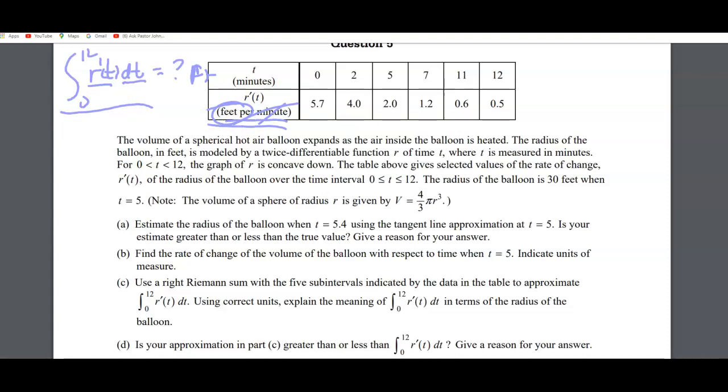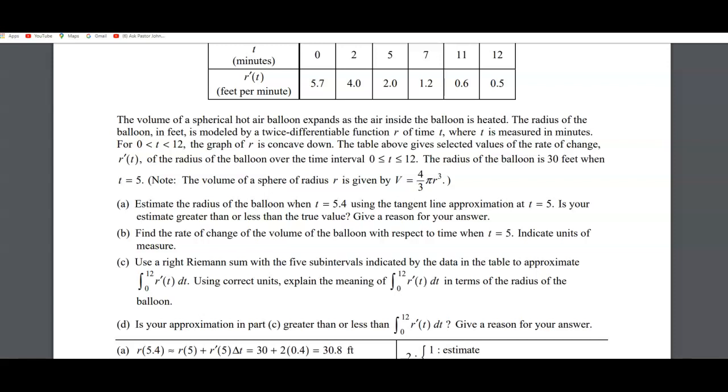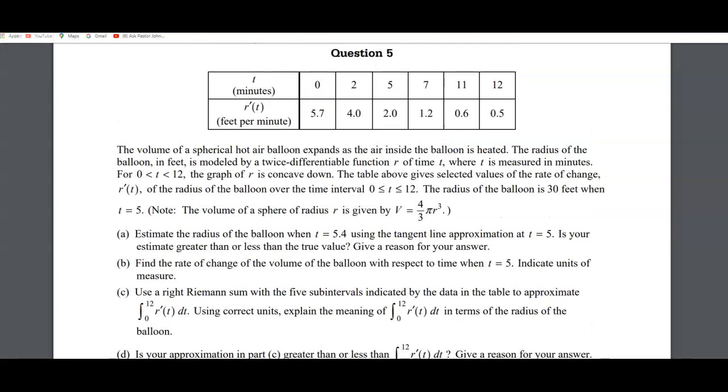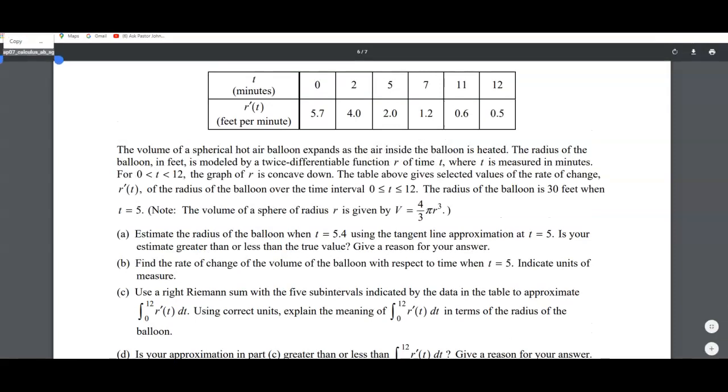Now we'll talk more about that later, and hopefully it'll help you make a little more sense of it. It's not too bad, and it connects nicely to something we've already learned. So I feel like it's worth talking about. All right, let's take a look at the next part here. Part D says, is your approximation in part C greater than or less than the actual value, and give a reason for your answer. What they're asking is, is this an overestimate or an underestimate? That's an important question.